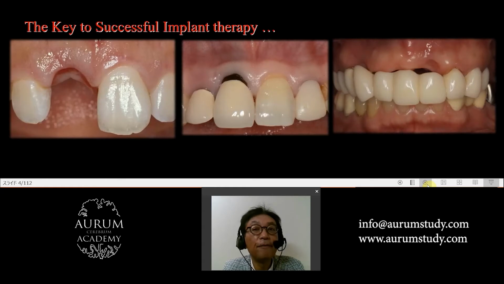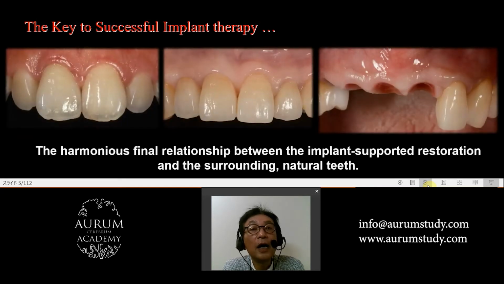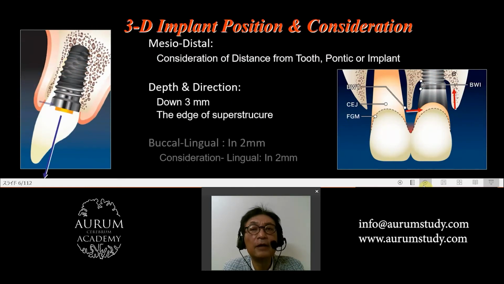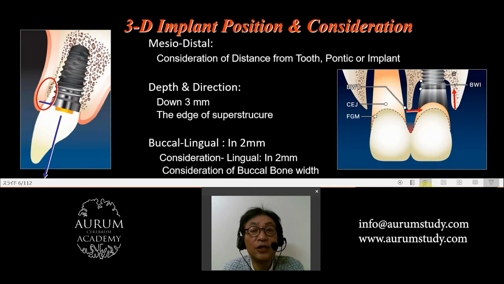The key to successful implant therapy in the anterior aesthetic region is in the harmonious final relationship between the implant-supported restoration and surrounding natural teeth. As we know, it is important that the implant should be placed at a three-dimensional position based on three-dimensional consideration of aesthetic result. In mesio-distal, we should consider the distance from tooth, pontic, or implant.